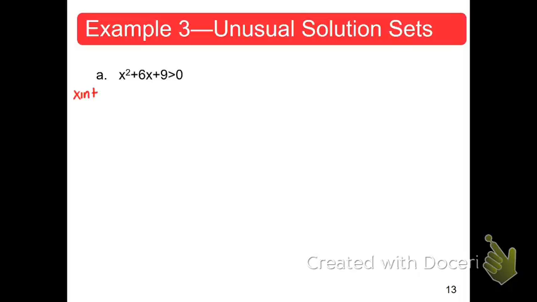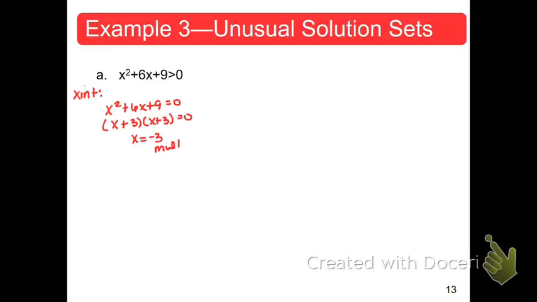We know that the function has to have 0 on one side of the inequality, and it does. So we're going to set our function equal to 0 and solve. This one can be done by factoring. So we get x plus 3 and x plus 3. And then remember, to find those x-intercepts, we want to set it equal to 0. Since they're the same, we get x equals negative 3.